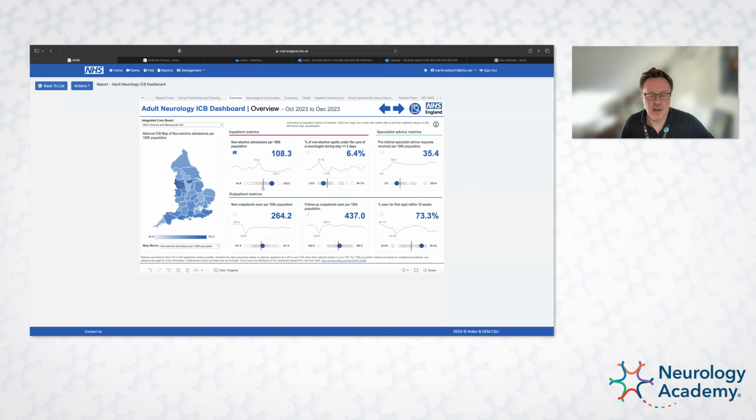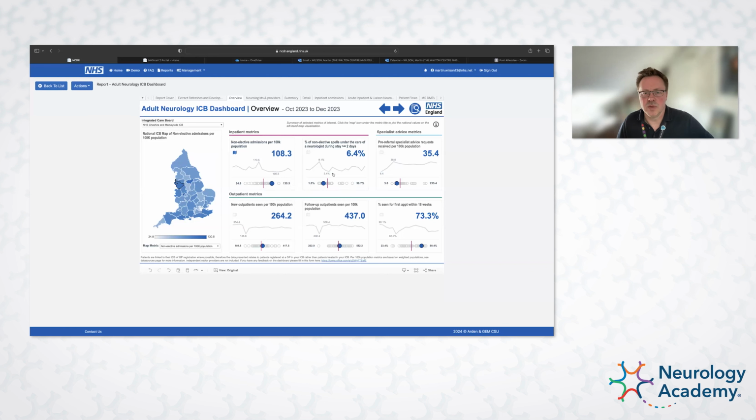But the line is obviously the median. Where we are is the blue dot, so you can immediately see if you're about average, above, below, and so on. And in the background of the card here is a trend over time, and it'll show you which quarters those apply to.